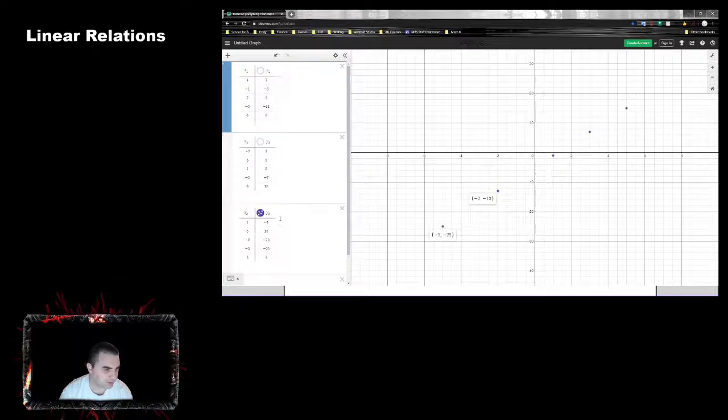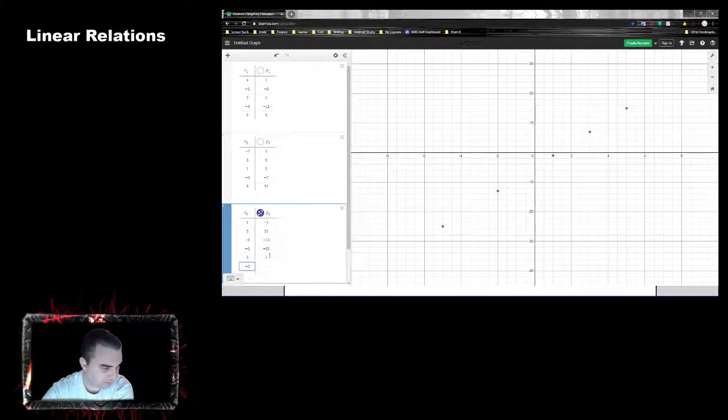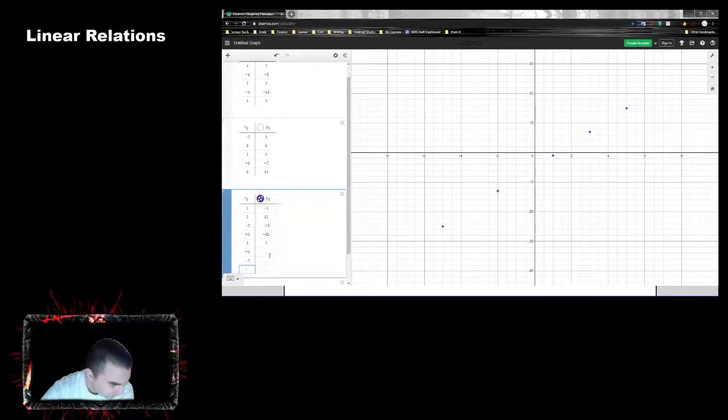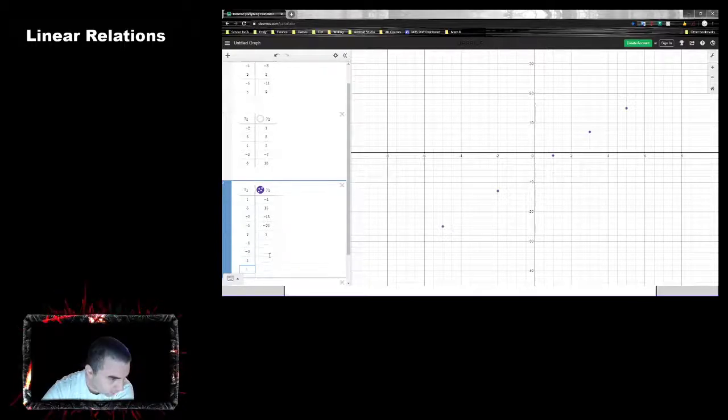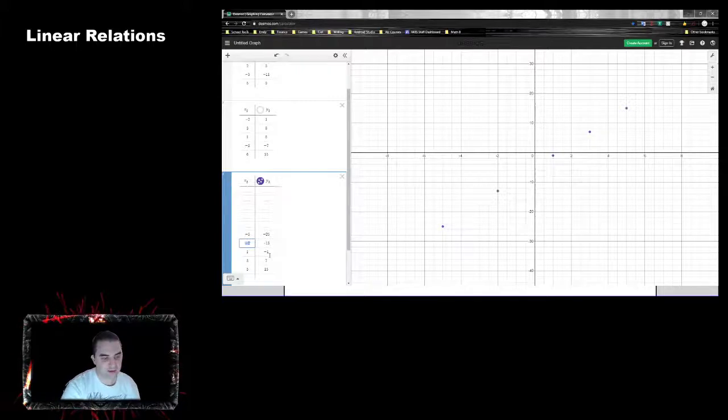It would probably be easier if I had instead gone minus 5, minus 2, and then 1, 3, and 5, and then match those up. So let's, whoops, minus 25, that's not right. Let's check that out. Minus 2 is minus 13. 1 was minus 1. 3 was 7. And 5 was 15. I'll erase all the others.